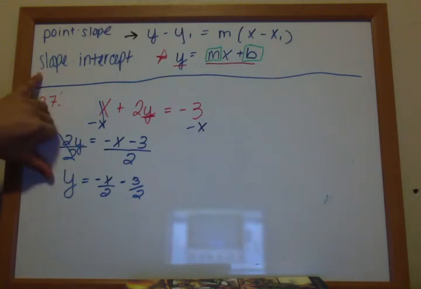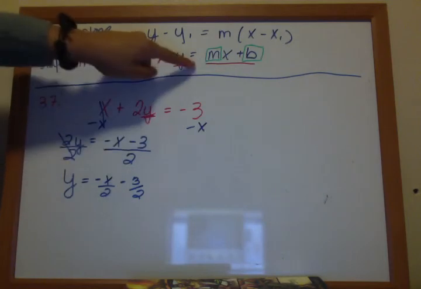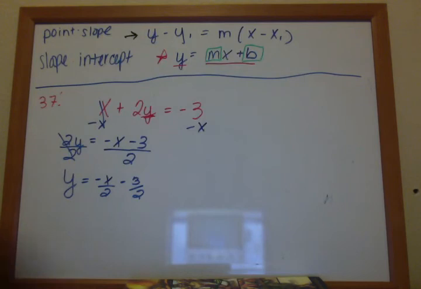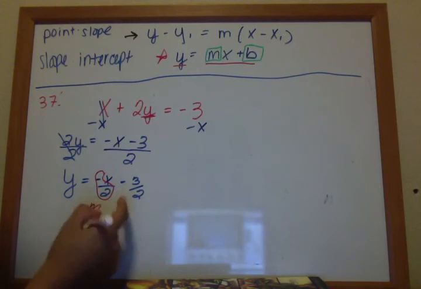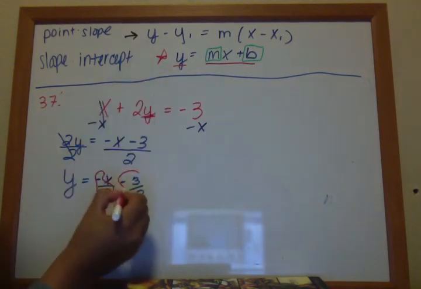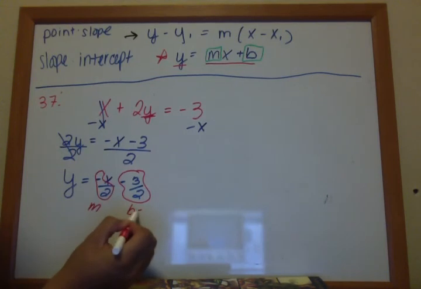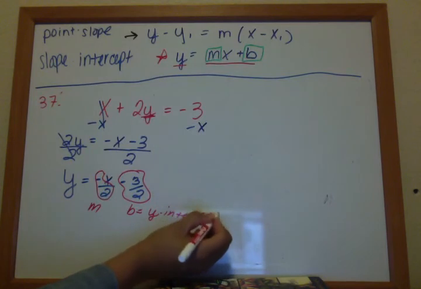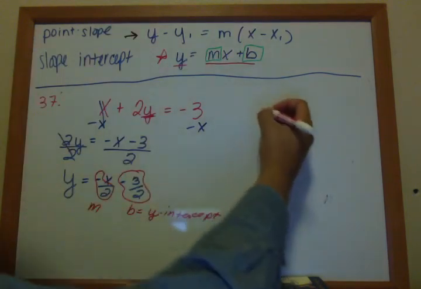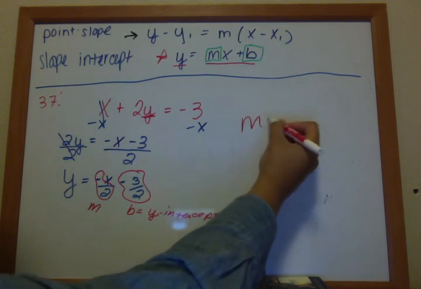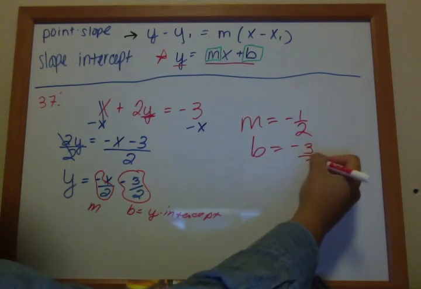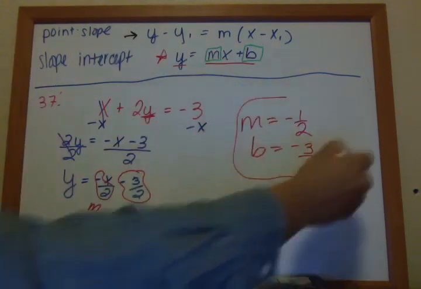And this is it. So now that we have it in slope-intercept form, we can clearly identify what's the slope and what's the y-intercept. So, the number in front of x here is your m, and then the number by itself, b, is your y-intercept. Okay, so the answer will be m equals -1/2, b -3/4.